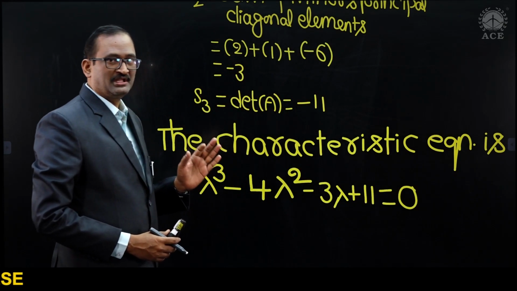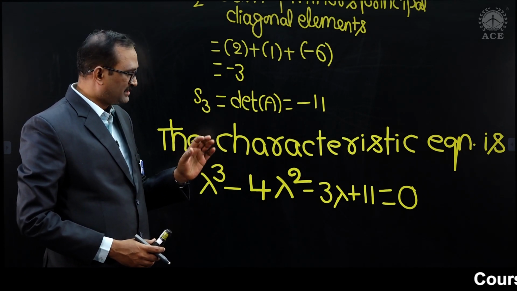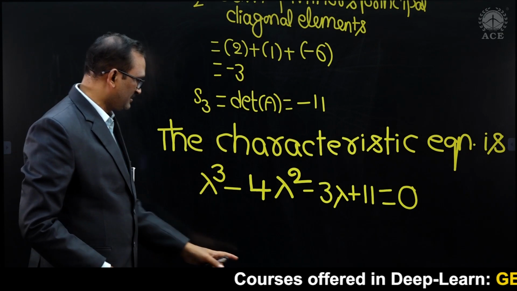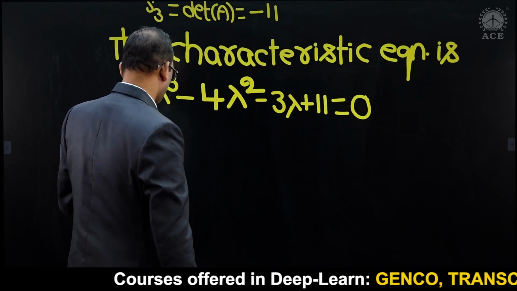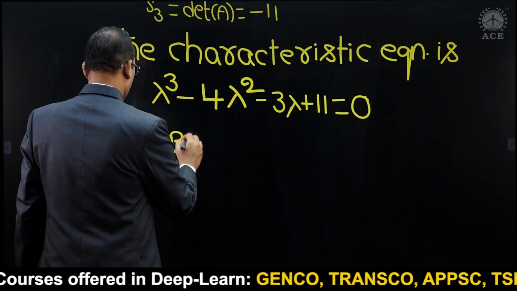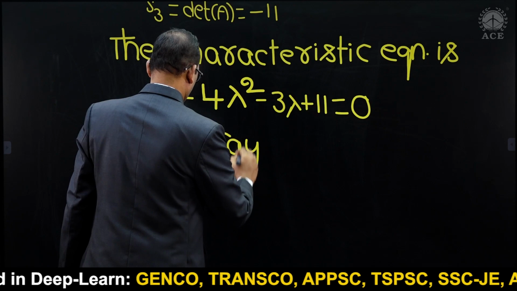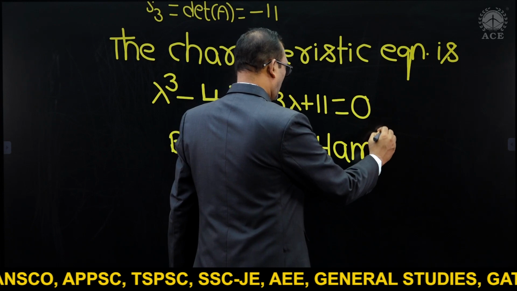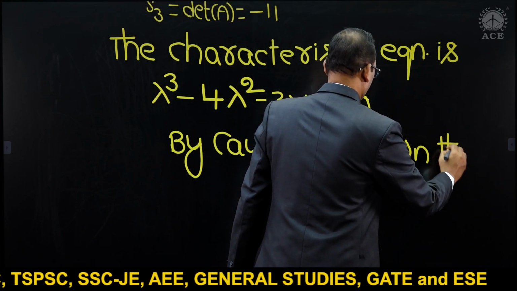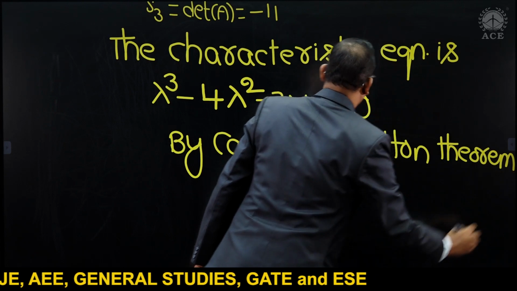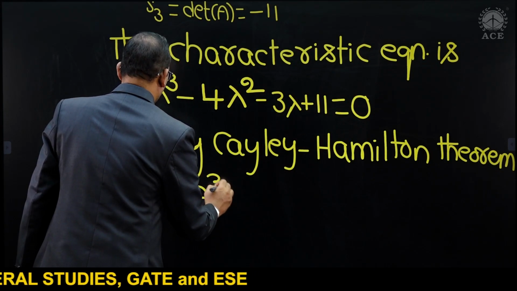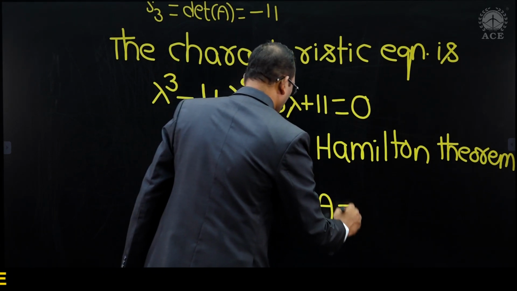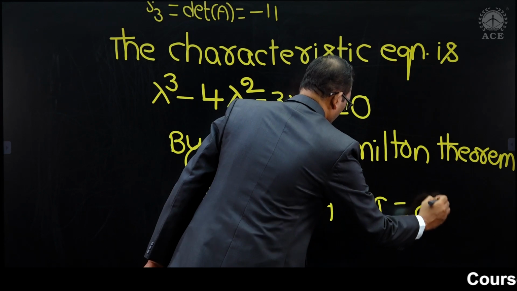So by Cayley-Hamilton theorem, every square matrix satisfies its own characteristic equation. Means lambda should be replaced by A here. By Cayley-Hamilton theorem, we have A cube minus 4A square minus 3A plus 11I is equal to 0.